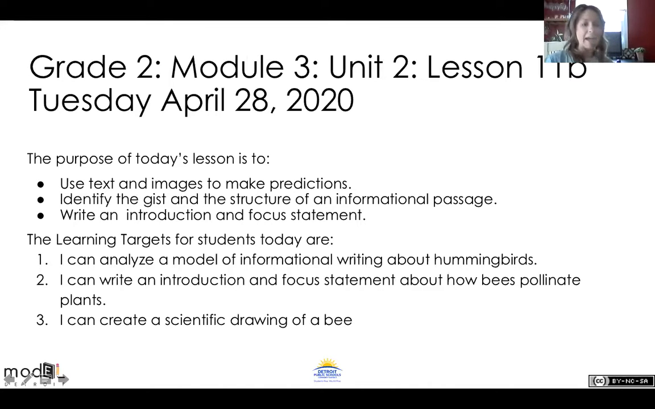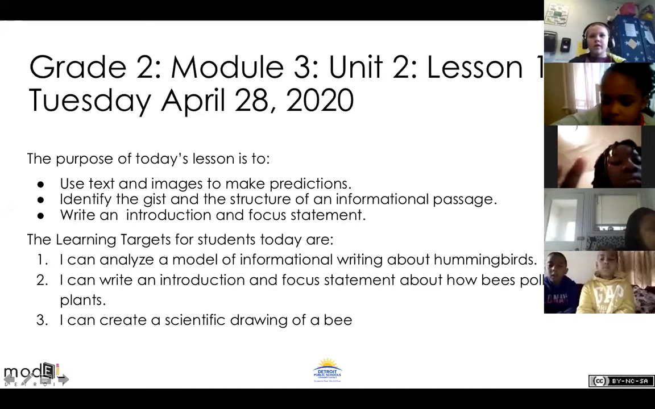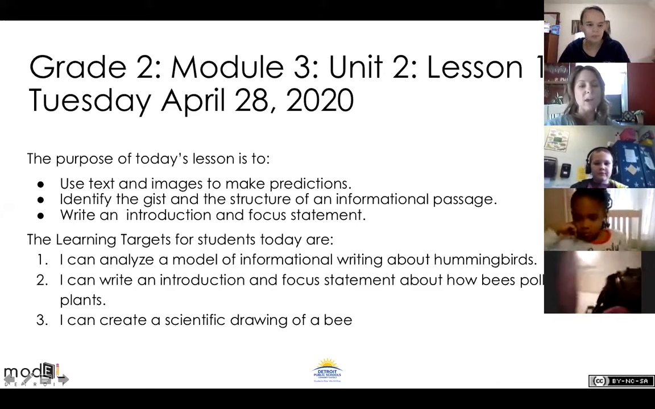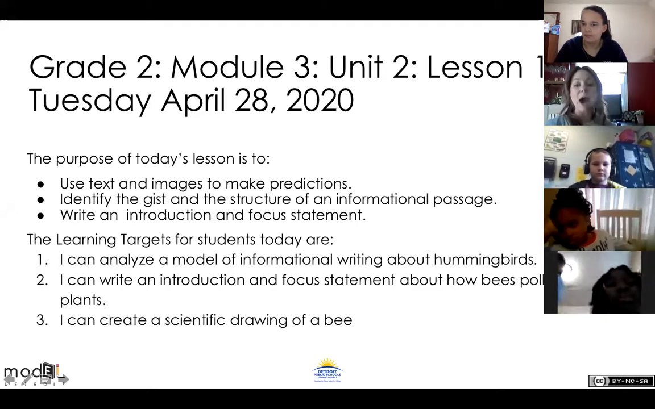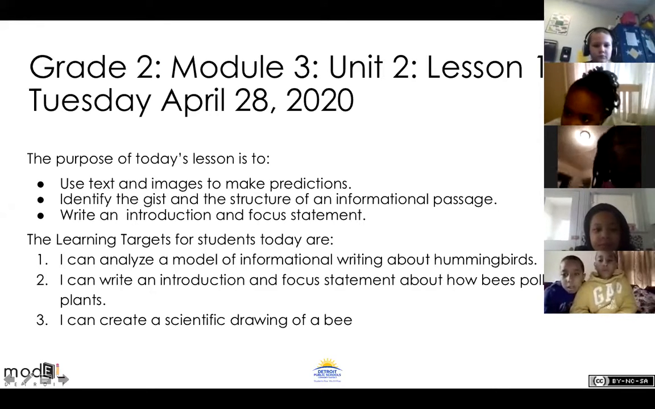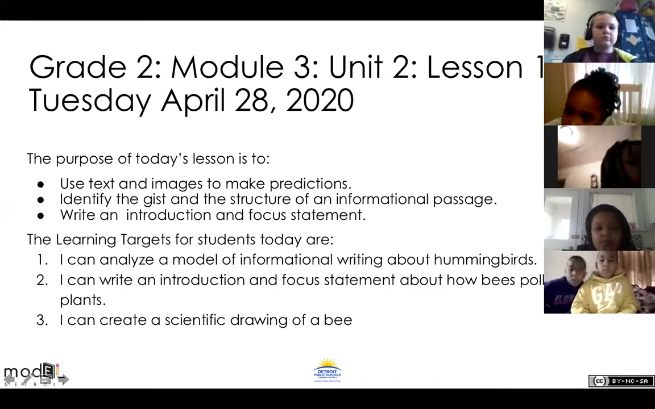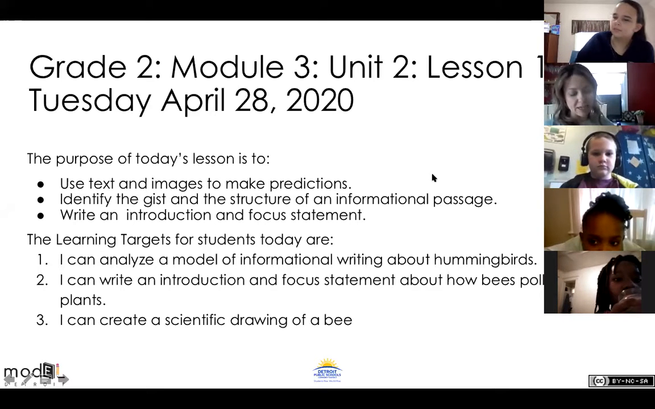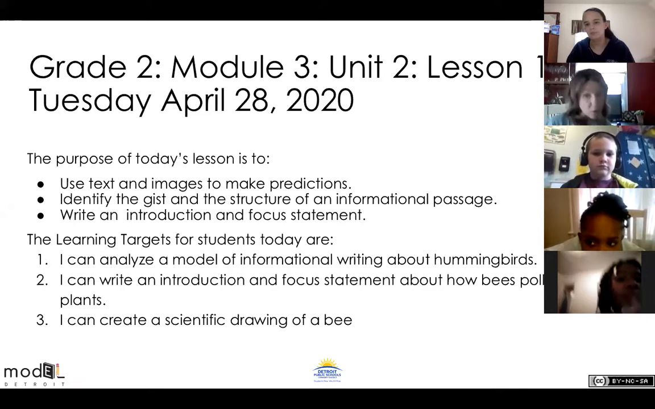The first one is I can analyze a model of informational writing about hummingbirds. So we're going to go back to that model again today and help gather more information about what an informational passage looks like, or informational writing looks like. Your second learning target is I can write an introduction and focus statement about how bees pollinate plants. So you're going to write your introduction and your focus statement today. And your third target for today is I can create a scientific drawing of a bee. So you're going to continue making your scientific drawing look more real.